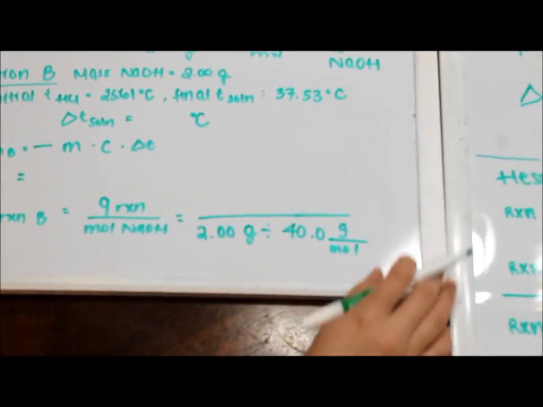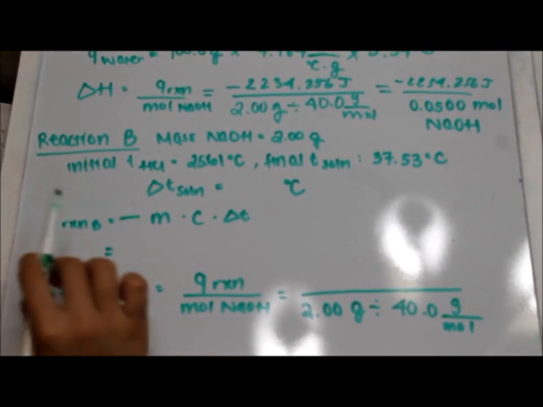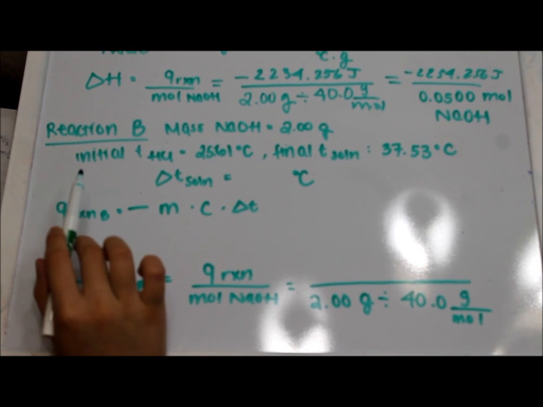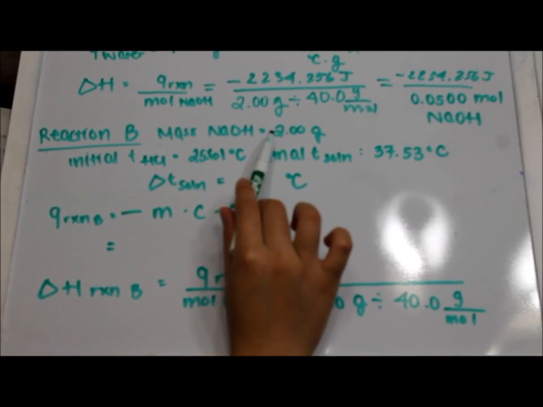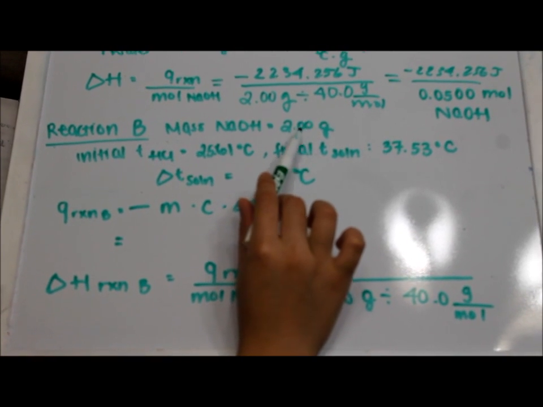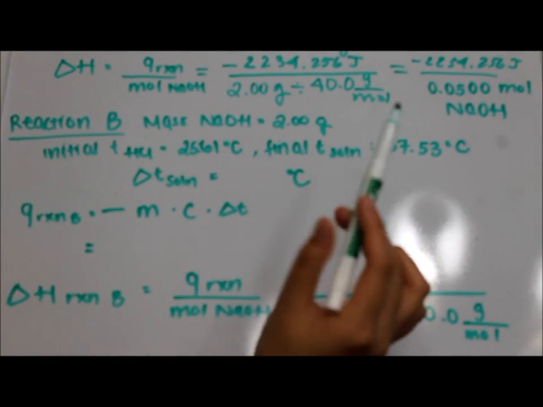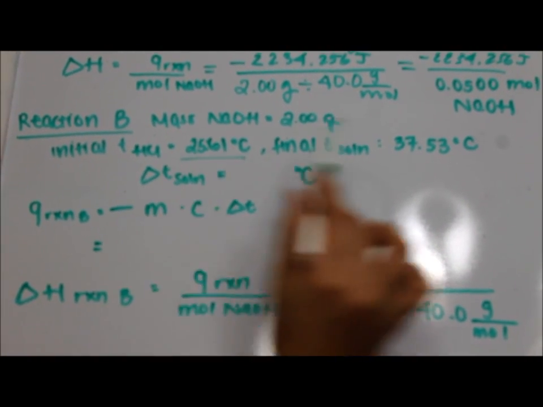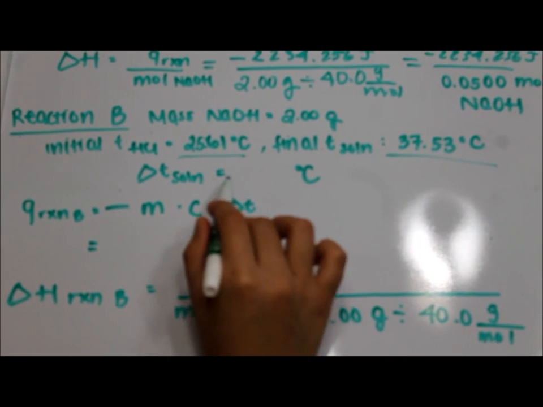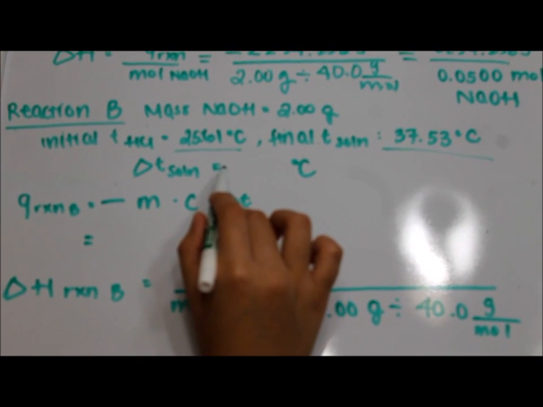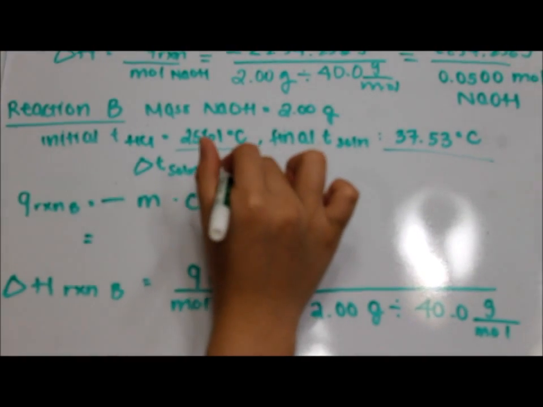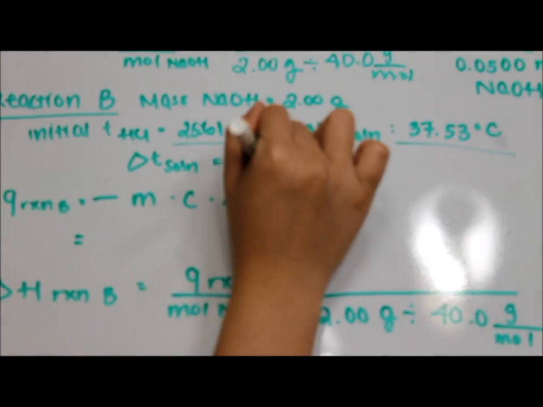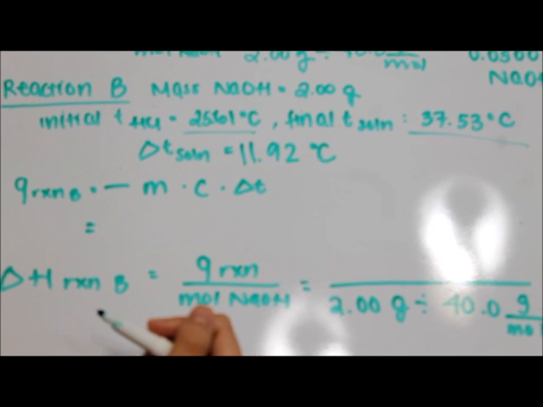Then we're going to go ahead and calculate the same for reaction B. So the data we have says that approximately 2 grams of solid sodium hydroxide was used. And here we have the initial and final temperature. And again, we're going to find the change in temperature. If you do final minus initial, again you will get 11.92 degrees Celsius.